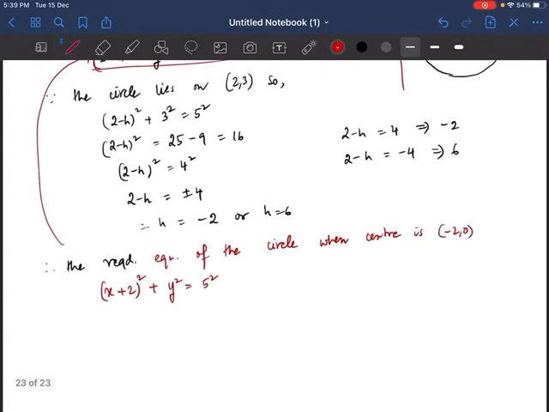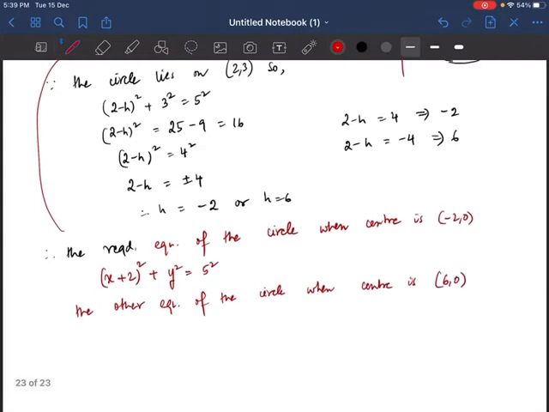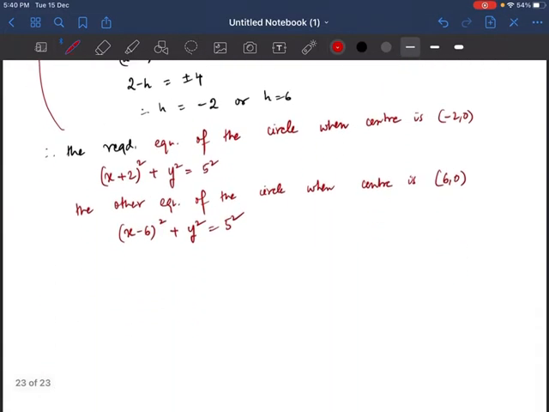And the other one will be what? The other equation of the circle when the center is 6 comma 0, when the value of h is 6, the equation will be x minus 6 whole square, just in place of h put 6, plus y square is equal to 5 square. So this is how we solve question number 12.